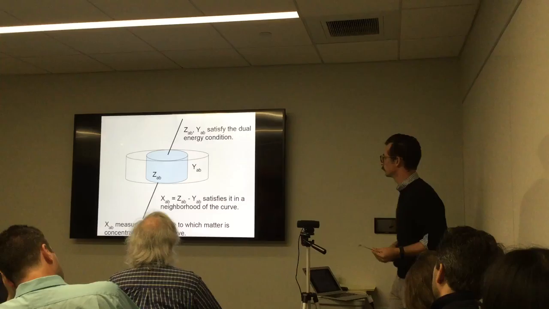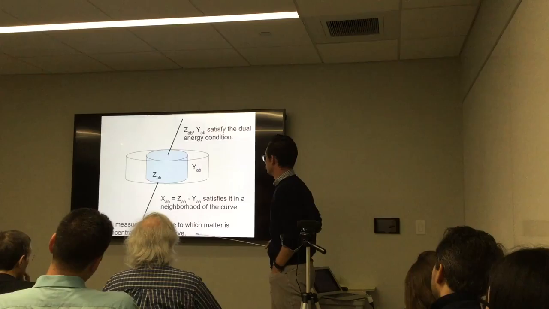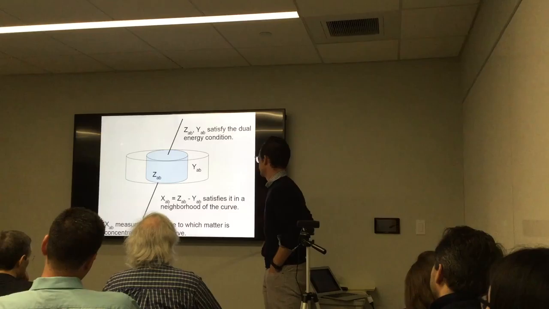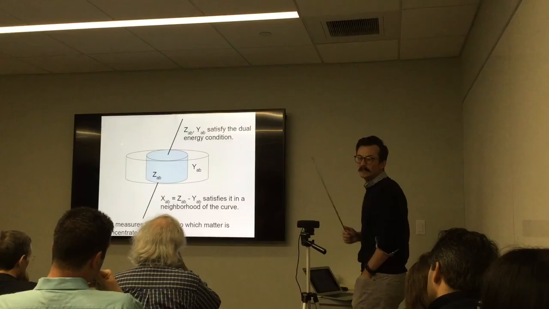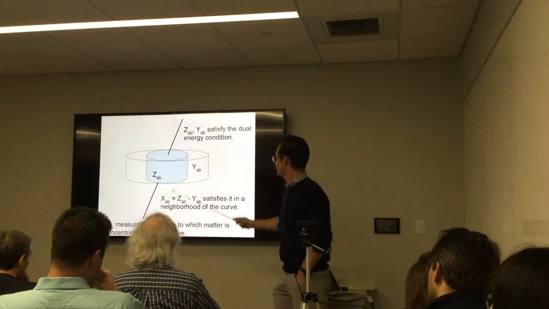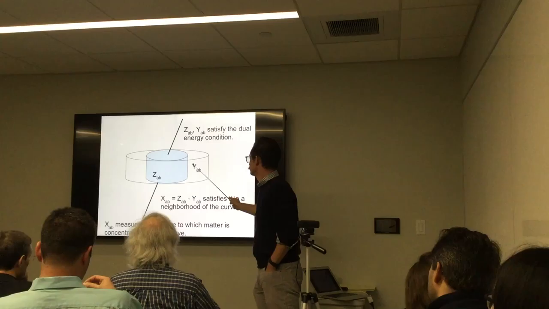supported. And so consider now, in particular, test fields Z that satisfy the dual energy condition, and Y that satisfy the dual energy condition. Then X, defined as Z minus Y, will be the sort of thing that satisfies the dual energy condition near the curve, but doesn't satisfy it somewhat farther from the curve. And so the stress energy is such that its action on X is positive. That tells me that the amount of T near the curve, as measured by Z, must be greater than the amount of T far from the curve, as measured by Y.